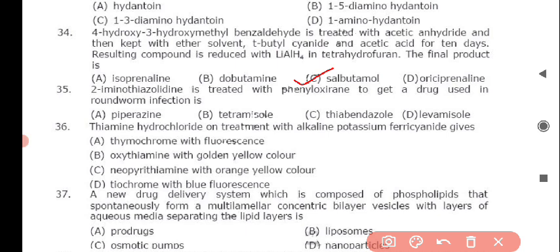The next question, 2-aminothiazolidine is treated with phenyloxirane to get a drug used in roundworm infection is, the correct answer is option A, piperazine. Next question is thiamine hydrochloride on treatment with alkaline potassium ferricyanide gives, and the correct answer for this is option A, thiochrome with fluorescence.